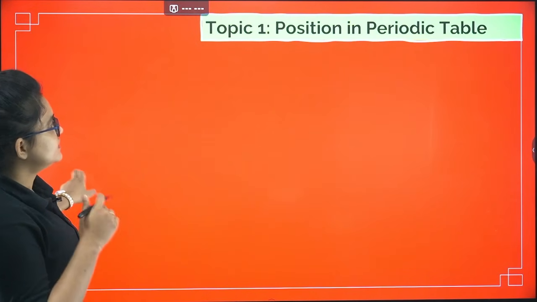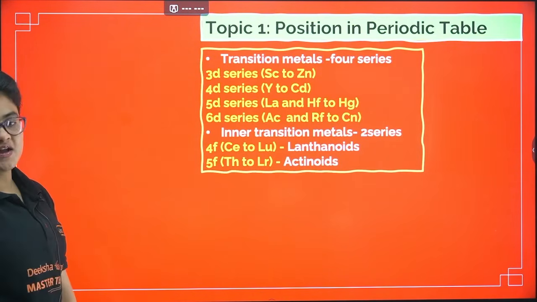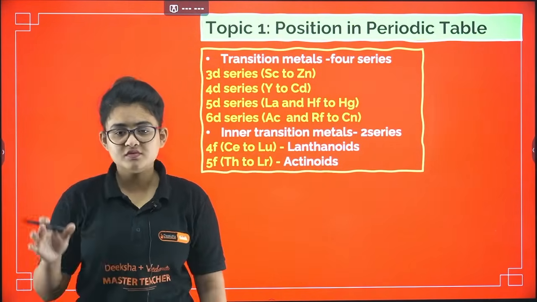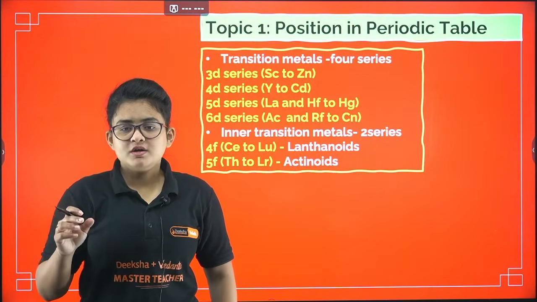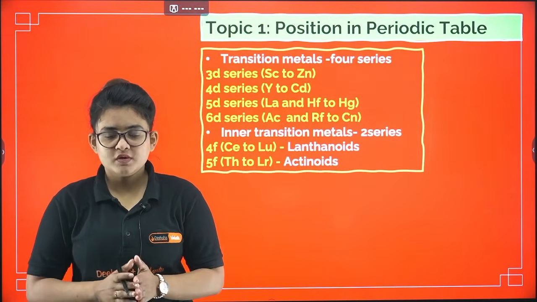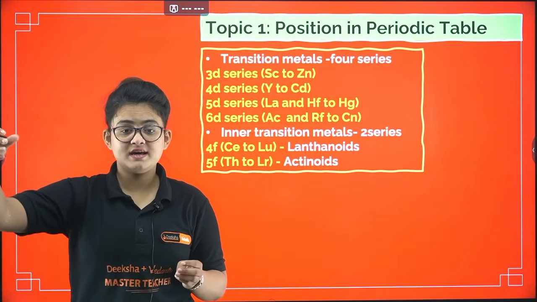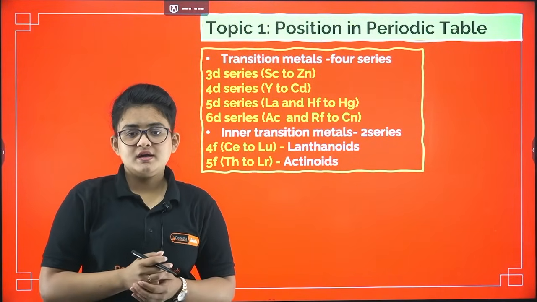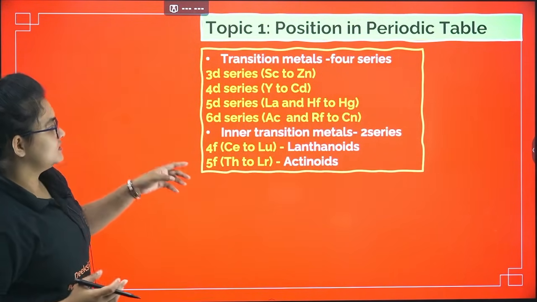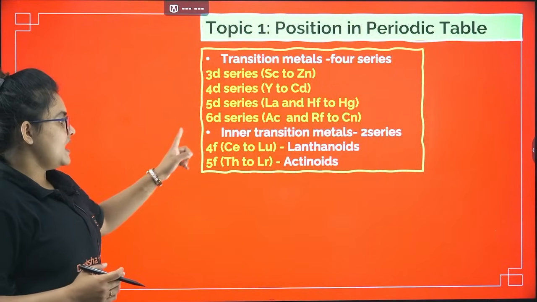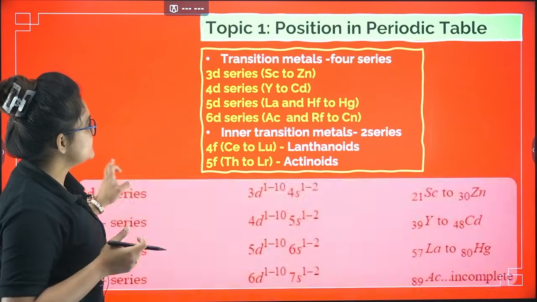Transition metals have 4 series: 3D, 4D, 5D and 6D. 3D is scandium to zinc, 4D is yttrium to cadmium, 5D is lanthanum and hafnium to mercury. 6D series is actinium to Rf to Cn, which are basically radioactive elements. Inner transition metals are basically the second series: 4F, cerium to lutetium, and 5F, thorium to lawrencium. Those are actinoids.